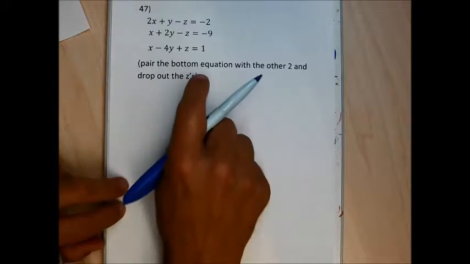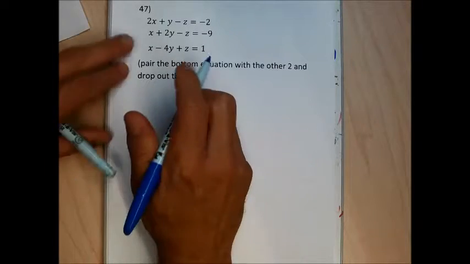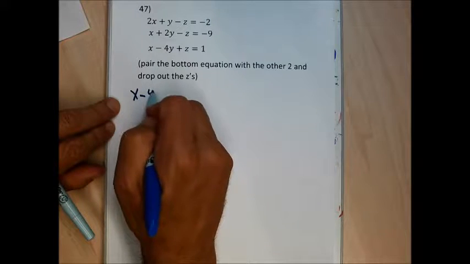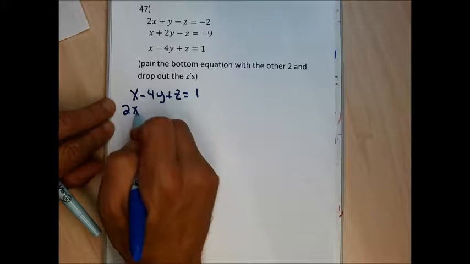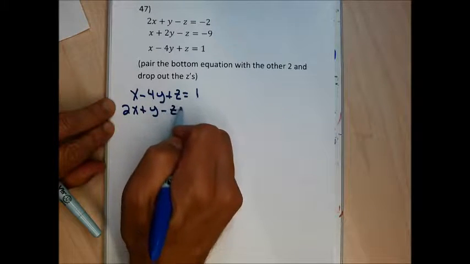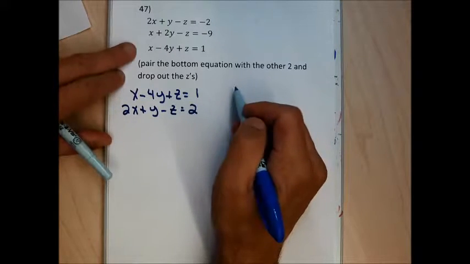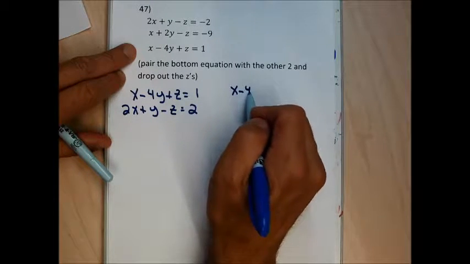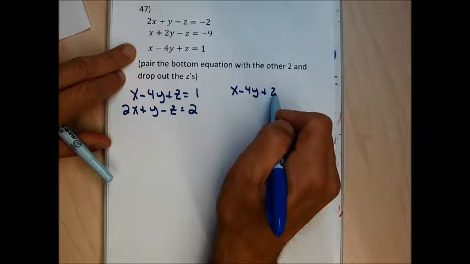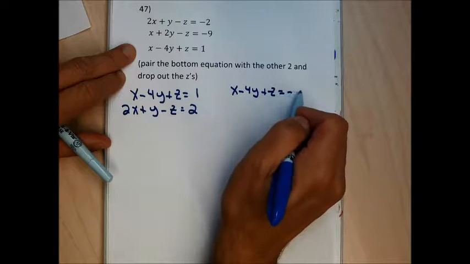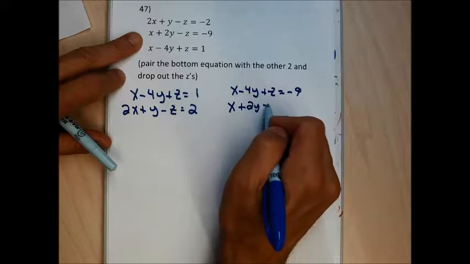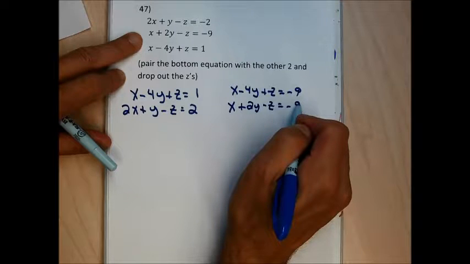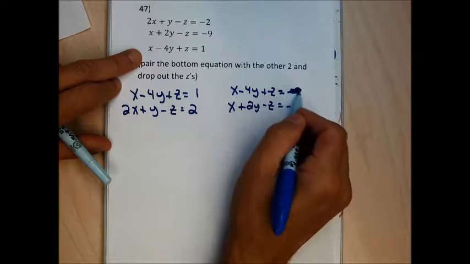So step 1, pair the bottom of the equation with the other two. So take the bottom equation, x minus 4y plus z equal to 1. Pair it with the top, 2x plus y minus z equals to negative 2. And take the bottom, x minus 4y plus z equals to negative 9. Pair it with the middle, x plus 2y minus z equal to negative 9. This right here should be a 1.